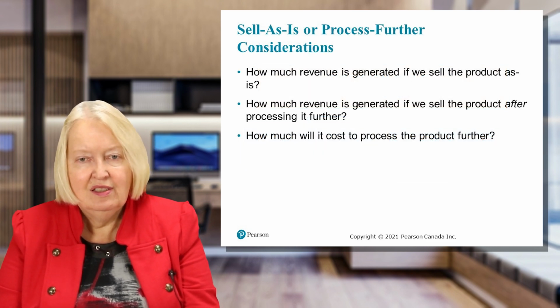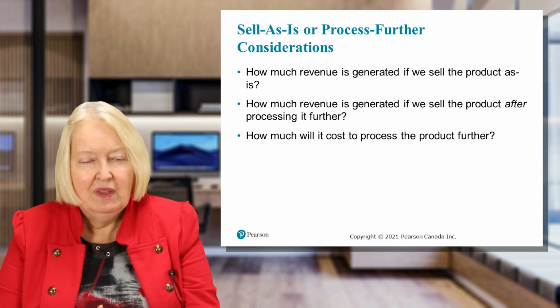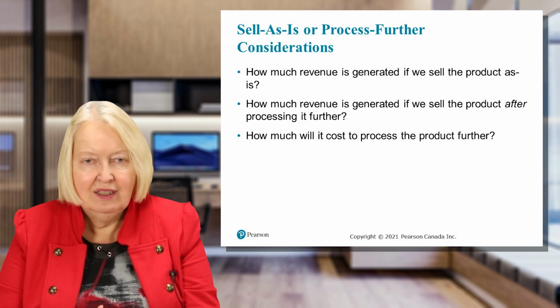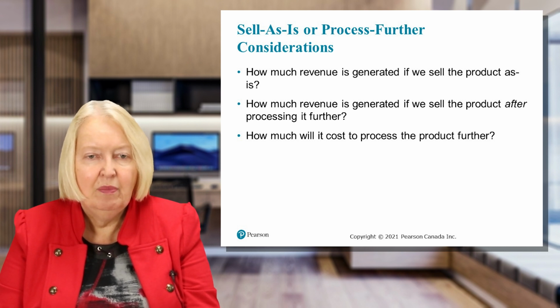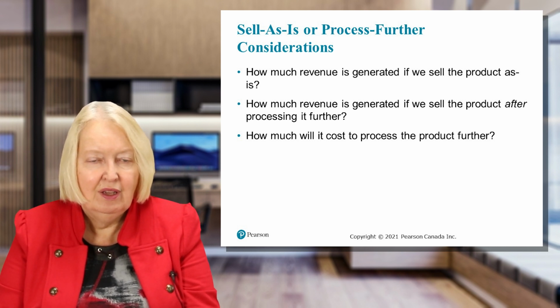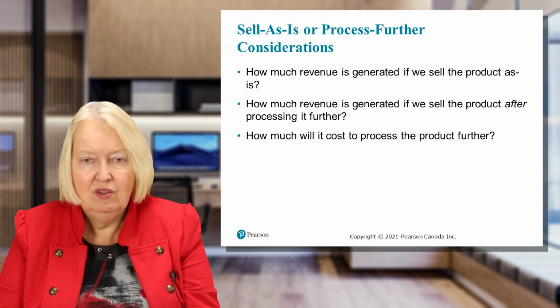So another common decision is, should we sell the product as is or put it through additional processes whereby you can sell it for a higher price? So you have to consider how much revenue you're going to get for selling the product as it is now, how much extra revenue are you going to get if you do more processing, and then how much is it going to cost you to do more processing.